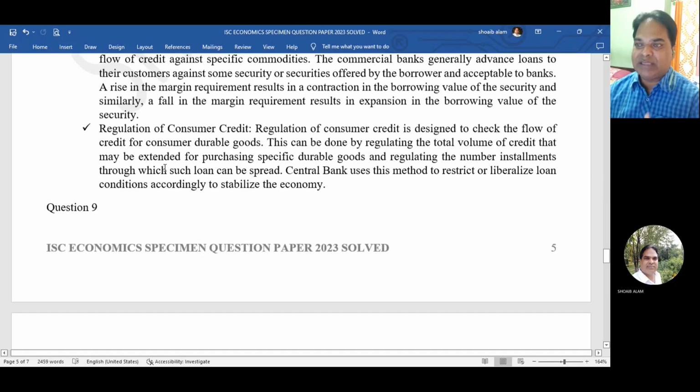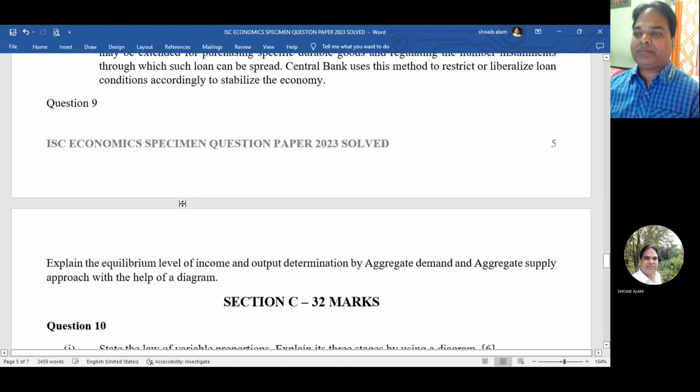And the second one, as it is mentioned, regulation of consumer credit is designed to check the flow of credit for consumer durable goods. This can be done by regulating the total volume of credit that may be extended for purchasing specific durable goods and regulating the number of installments through which such a loan can be spread. The central bank uses this method to restrict or liberalize loan conditions accordingly to stabilize the economy.